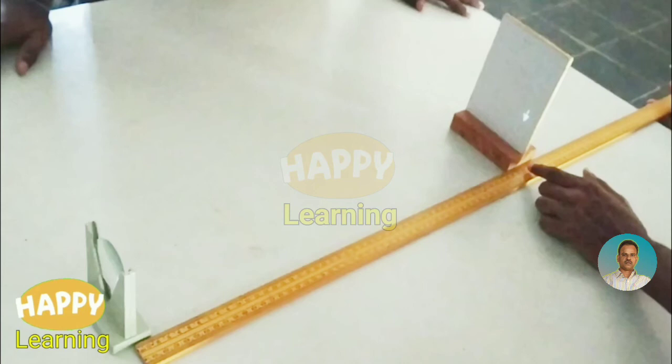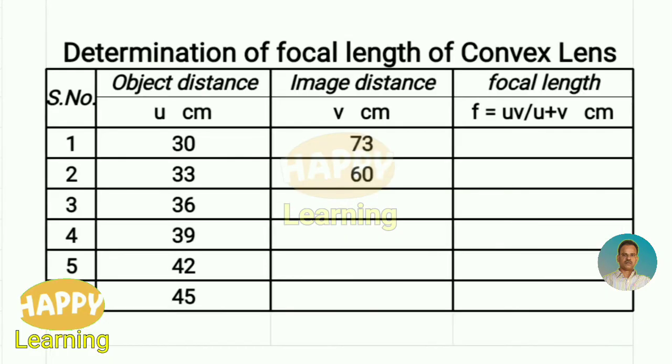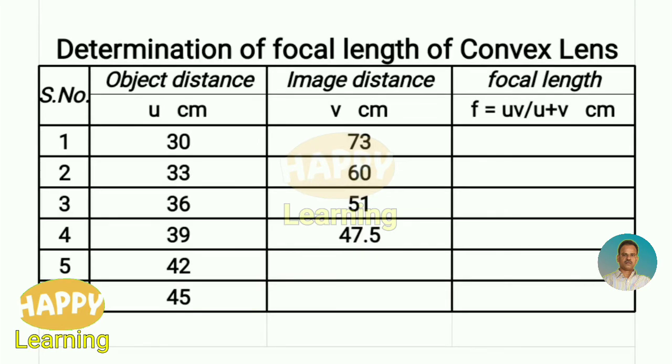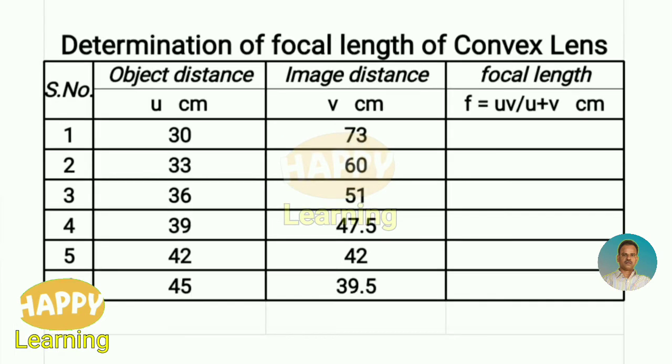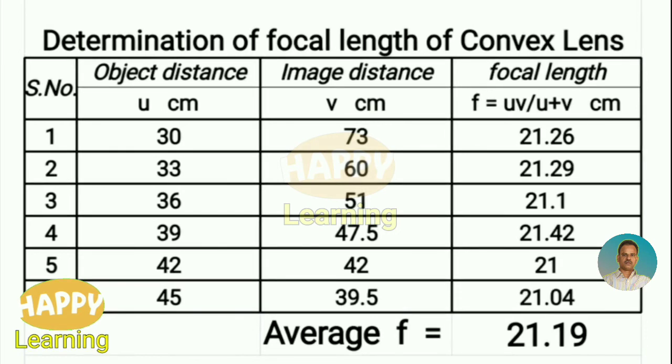Like that, the experiment is repeated for different U values and the corresponding V values are entered into this table. And finally, with these U and V values, each time in each row, the F value is calculated, and on averaging all these 6 values of F, we get average F equal to 21.19 centimeters. That means the focal length of the convex lens given is 21.19 centimeter. Okay, right.